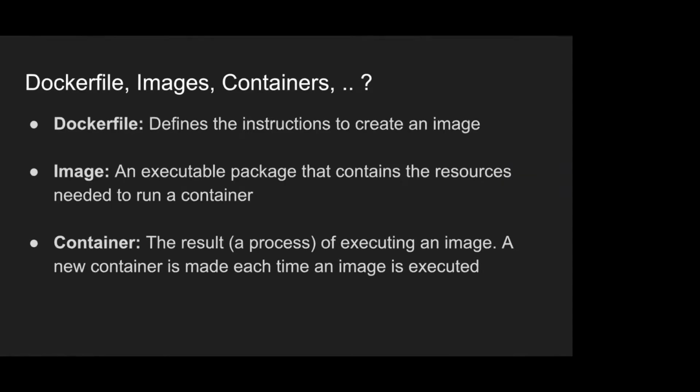So we hear these terms all the time: Dockerfile, images, containers. I, for a long time, did not even know the difference between these things. So I try to summarize as simply as possible what these things are. A Dockerfile is just a text file that has instructions to create a Docker image. An image is just an executable package that contains all of the resources needed to run a container. This can include an OS, Linux packages, Python dependencies, your application code, environment variables.